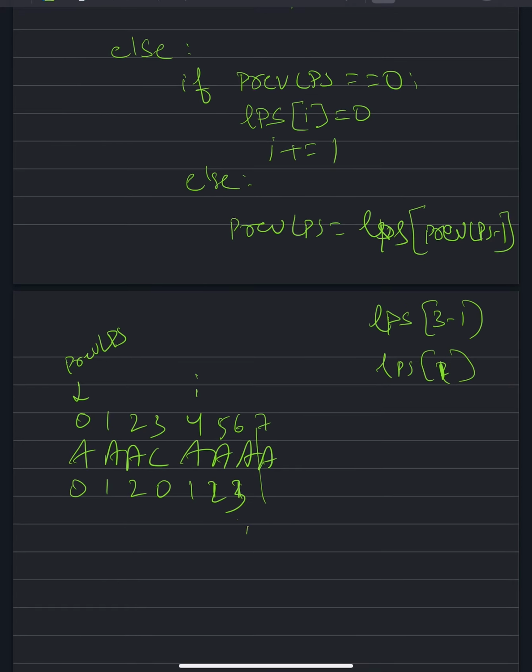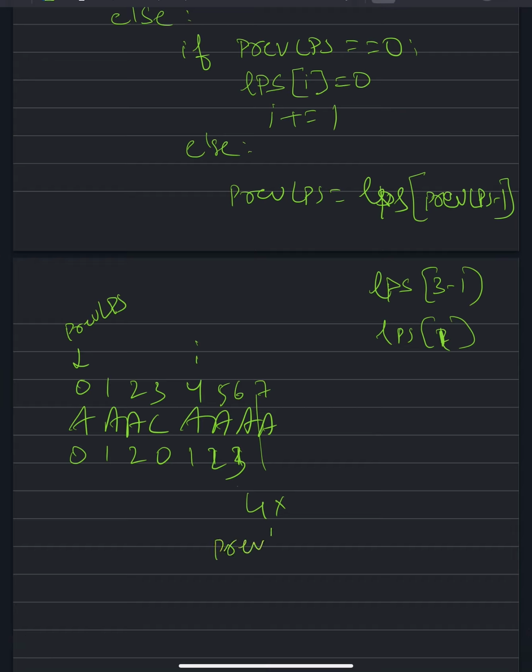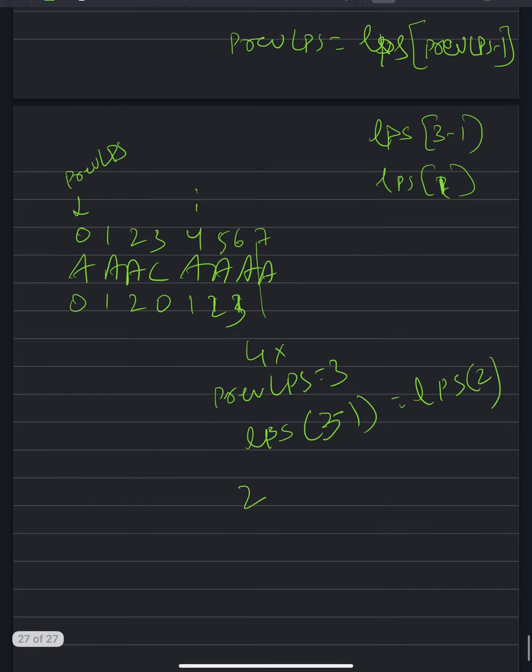4 is not possible because it is not equal to, or else it would have been. But for now, its previous LPS is 3. So we are subtracting 1. So we are checking LPS 3 minus 1 means LPS 2. LPS 2 is 2. Okay. So LPS 2 is saying, okay, a prefix suffix of size two is possible. You can check for one more if it is equal to.